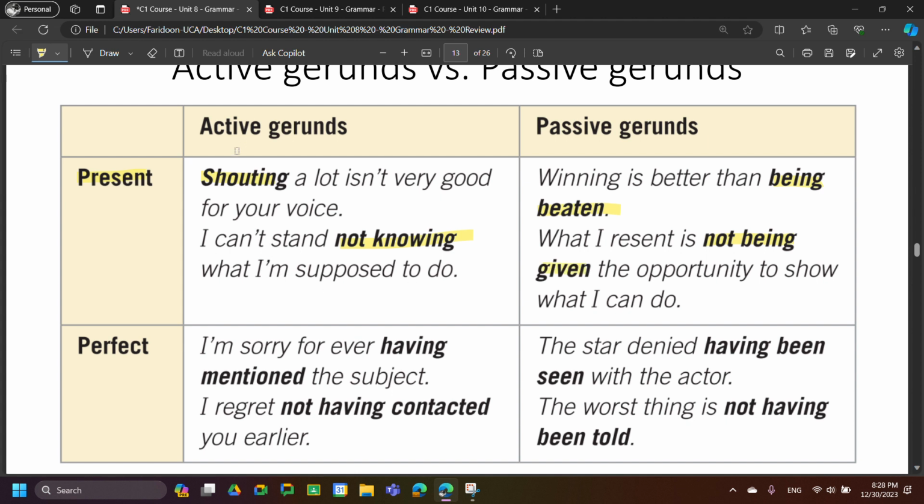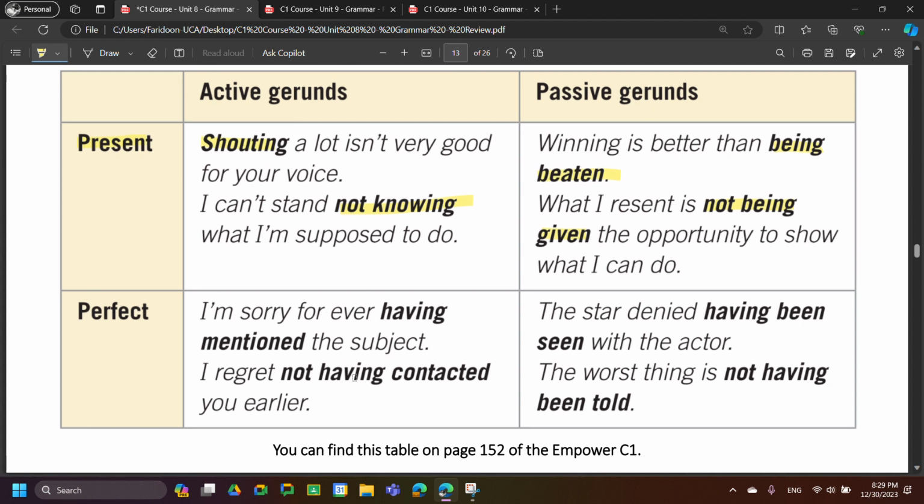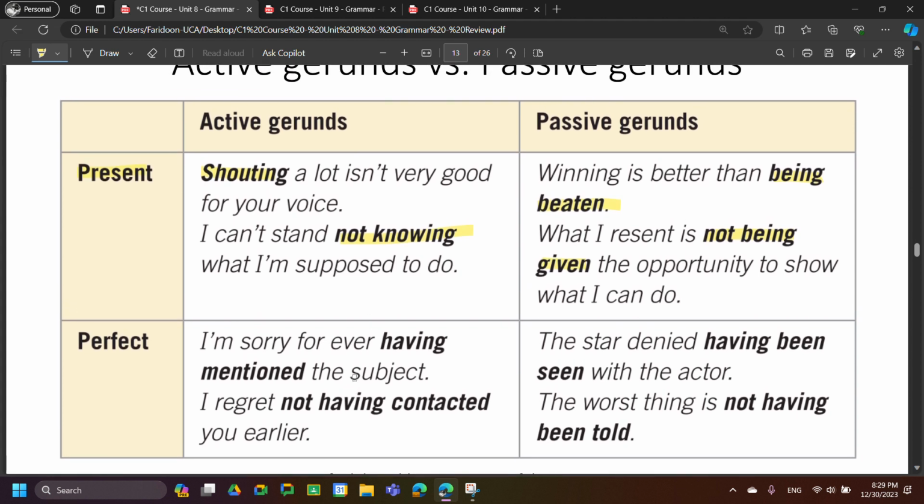But then you also have the active gerunds, but not in the present tense, but active gerunds with the perfect aspect. So what about that? Then, of course, the structure is going to be a little different. You're going to use having, okay, having plus verb number 3. Okay, having mentioned or having contacted. Of course, the negative just takes not before everything, so it's kind of self-explanatory.